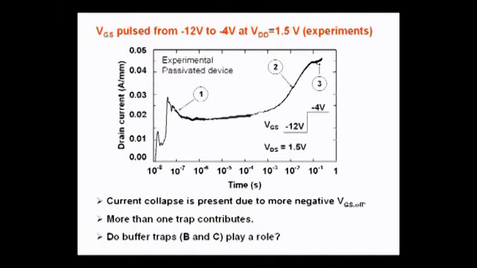Now, if the VGS is stepped to a much more negative value, current collapse emerges, and we can see here that there are three slow transients with different time constants. So one question arises: if we have two kinds of traps and we have three transients, we can ask ourselves if buffer traps can contribute to a pure gate lag measurement.